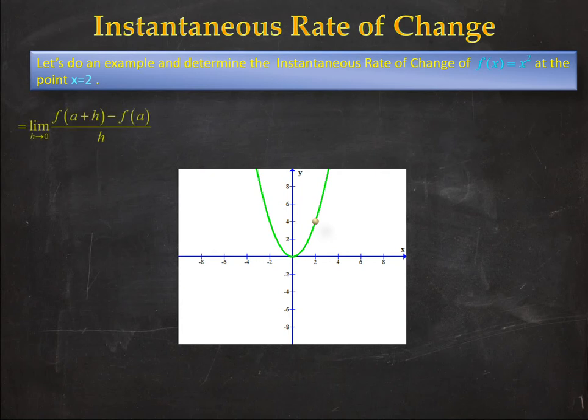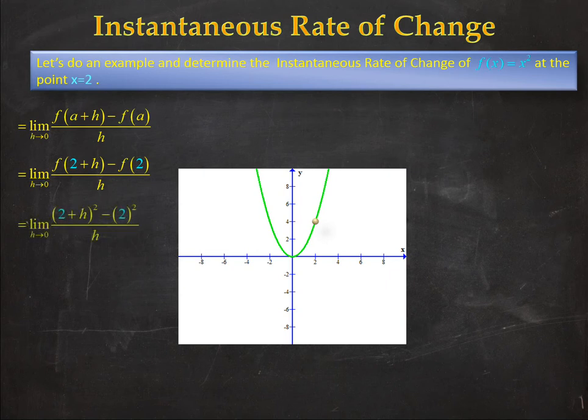Now we know our new instantaneous rate of change technique is this limit. We know that the value that we want to substitute for our point, that is a, is going to equal 2. So I'm going to plug in 2 plus h into my function. Then I'll plug 2 into my function, subtract that, and divide by h. So let's do some algebra. We'll expand this across and do some housekeeping.